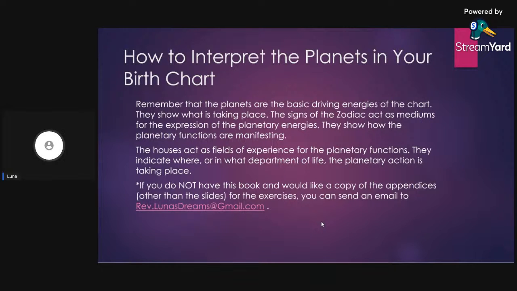If you do not have this book and you would like a copy of the appendices other than from the slides at the end of this lesson, you can, for the exercises, send an email to rev.lunaseasdreams@gmail.com.